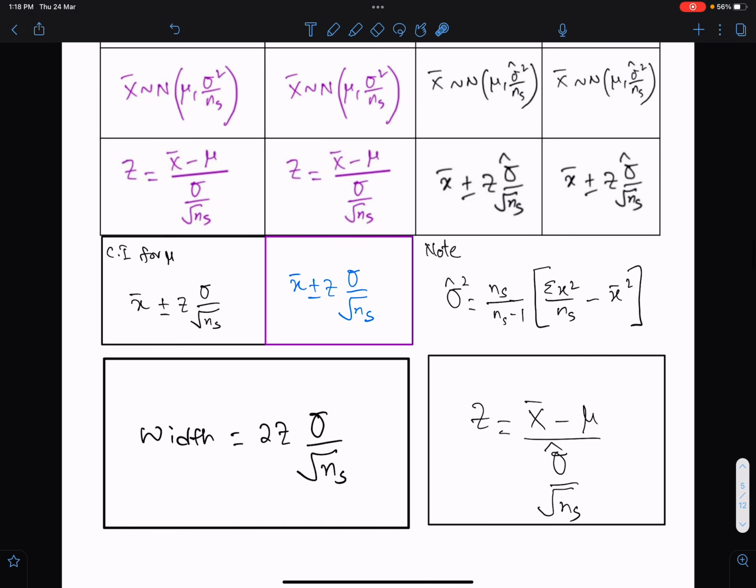And width of confidence interval. If you have to find the width of this confidence interval, you just need to multiply this factor by 2.